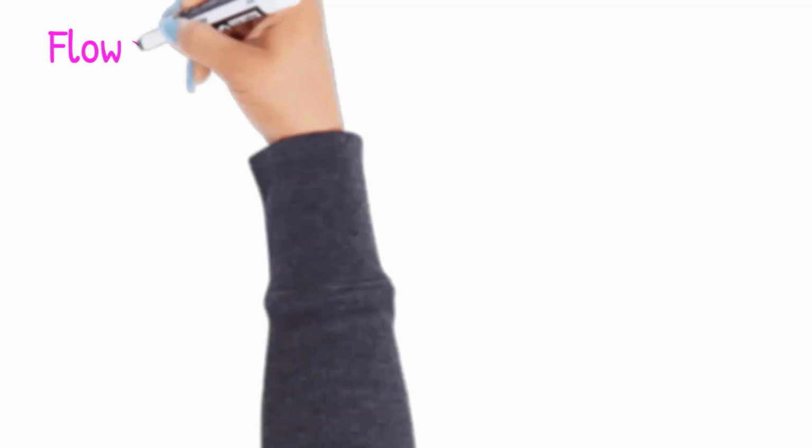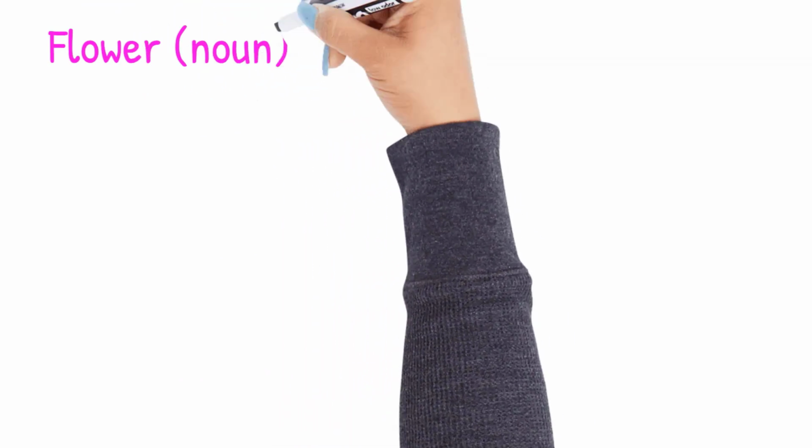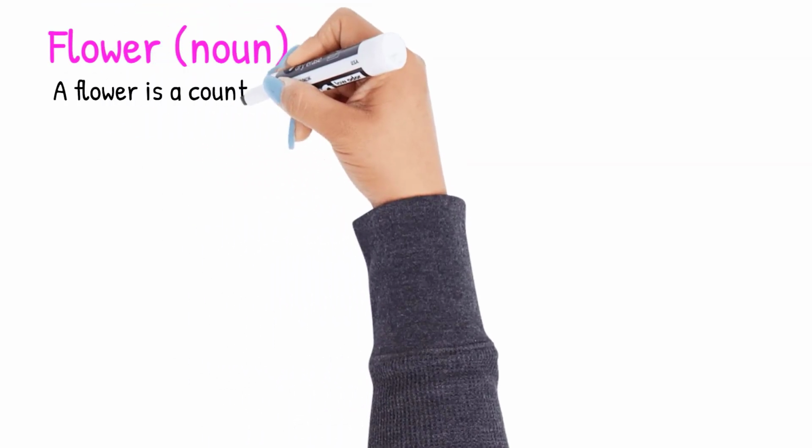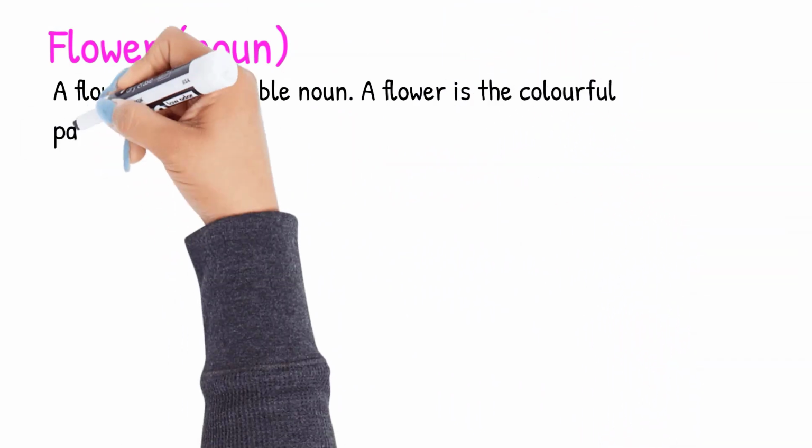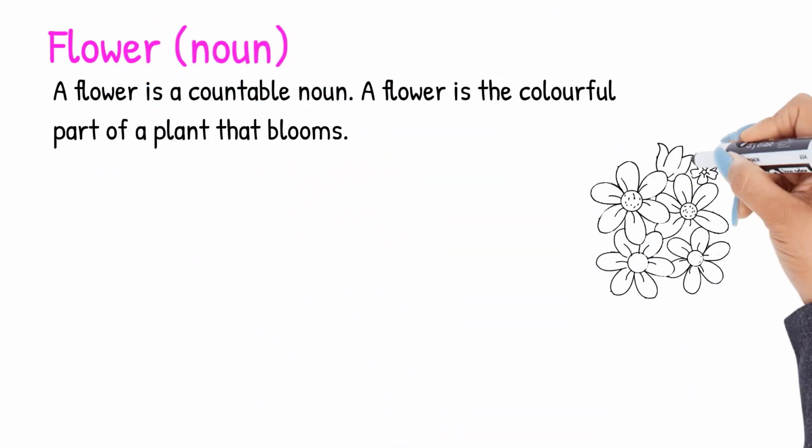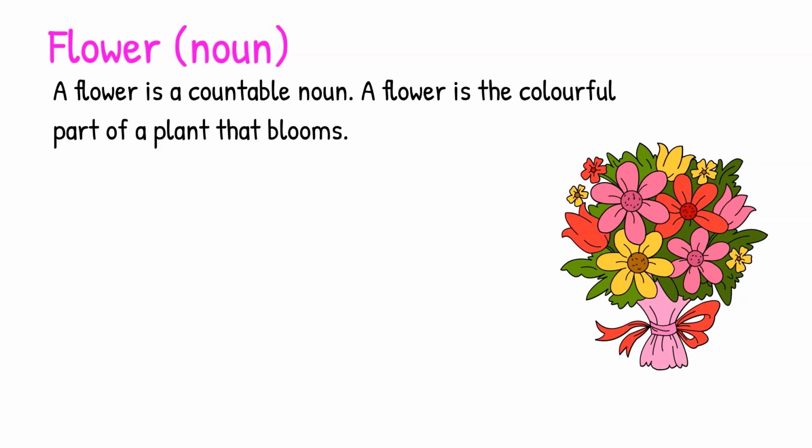Flower, spelled F-L-O-W-E-R, is a countable noun. A flower is the colorful part of a plant that blooms. Let's look at some examples.